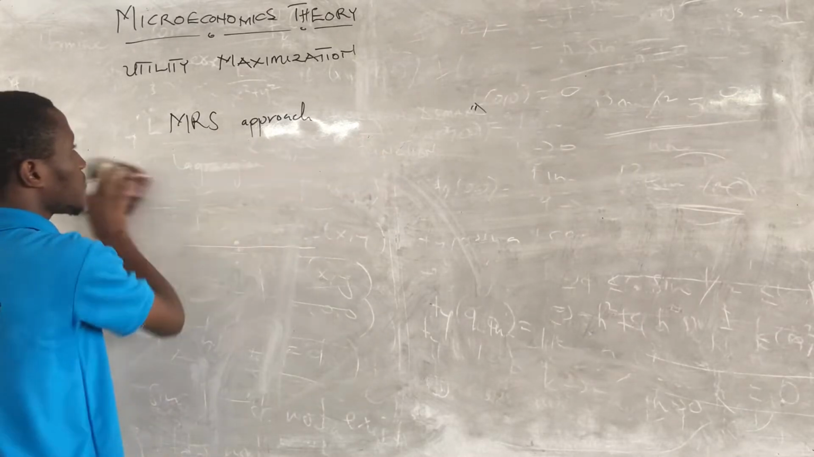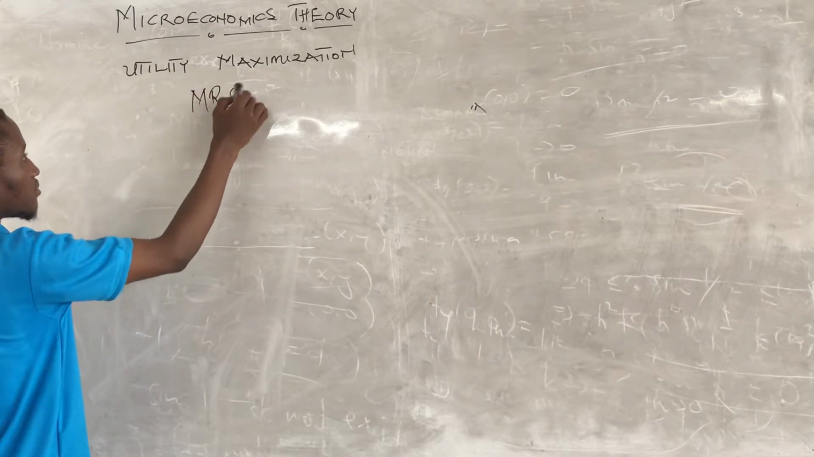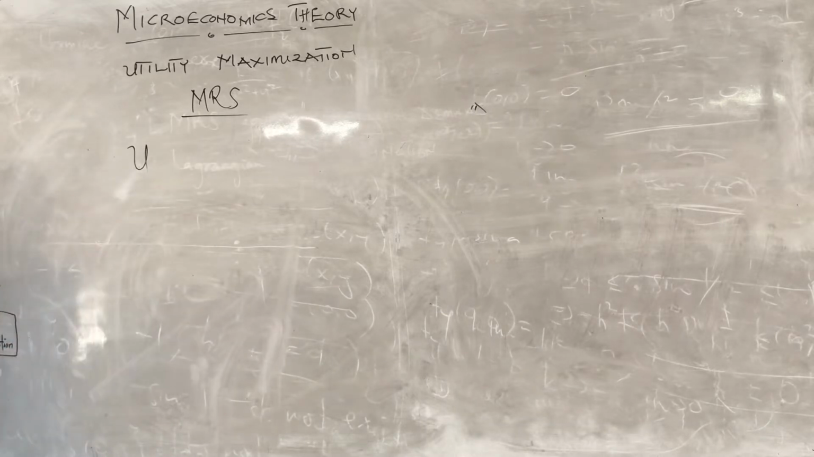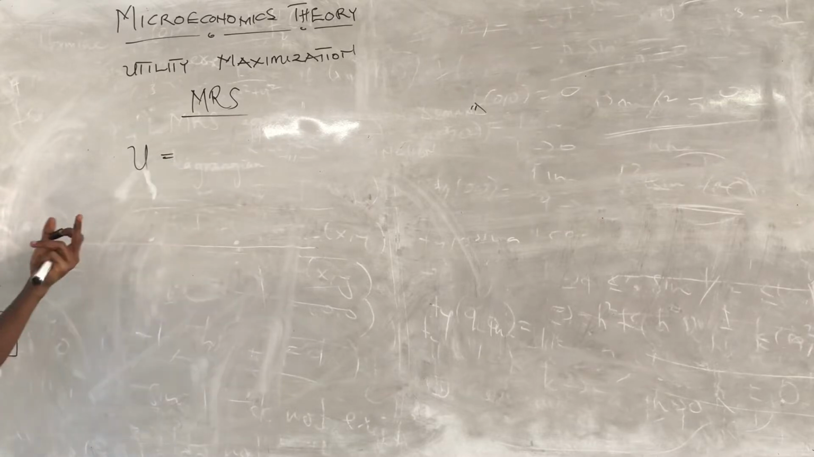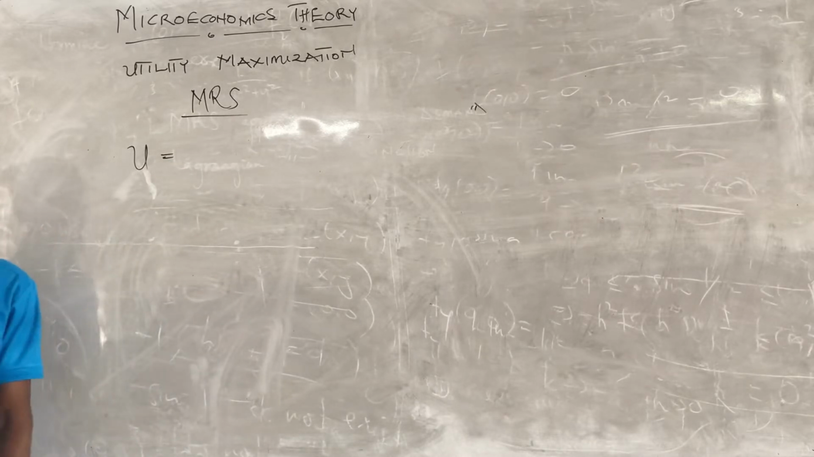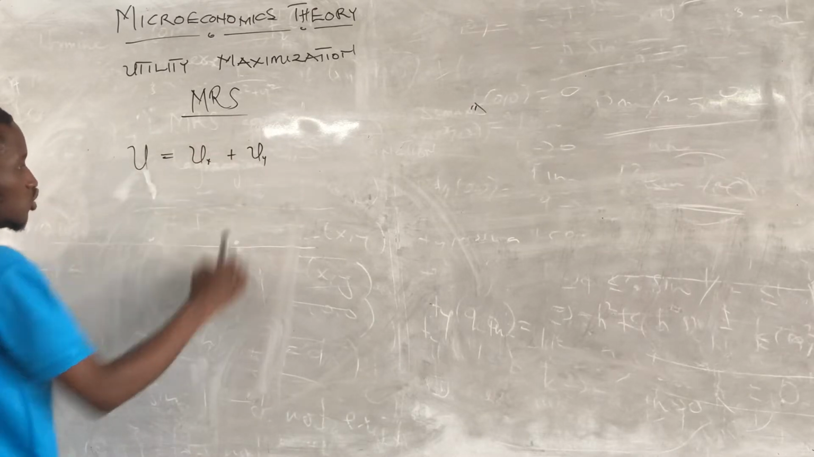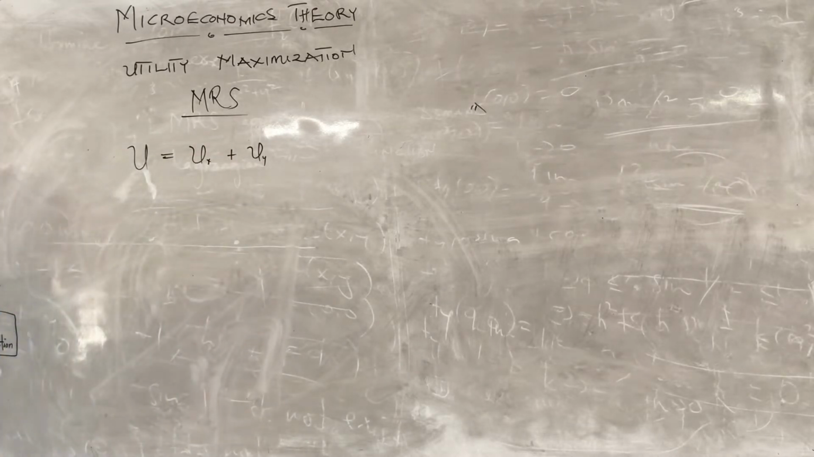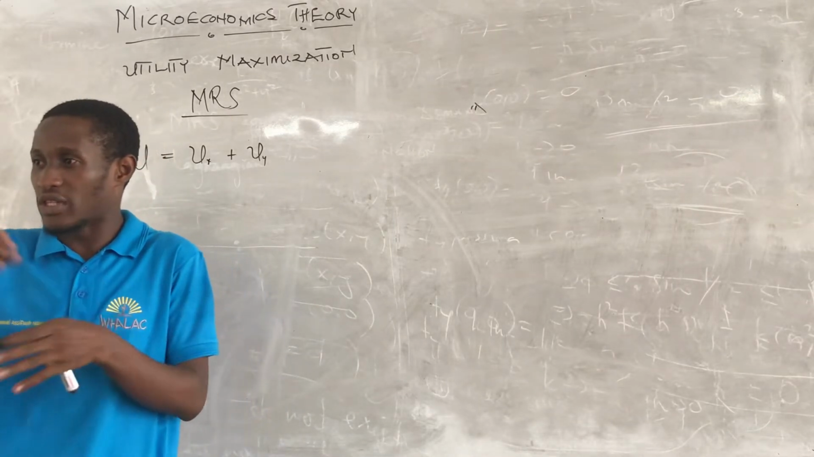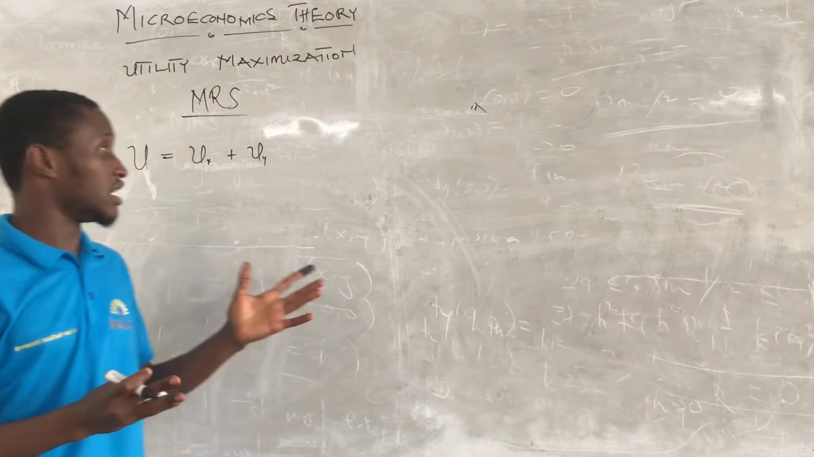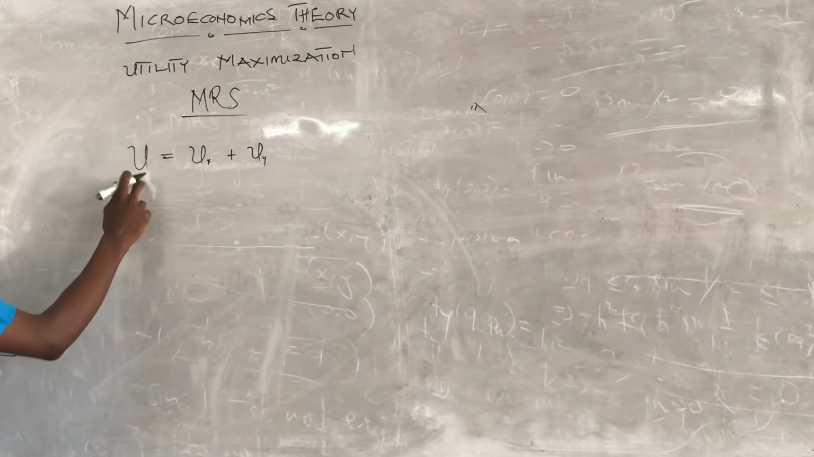So with the MRS approach, we have our U representing the utility, and we believe that the individual consumes only two commodities, X and Y. So marginal rate of substitution. The word marginal tends to mean a change. So if there is an extra thing, something like a change, in this case you apply differentiation. So you find the change in U.